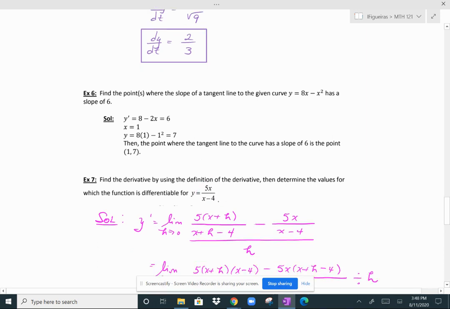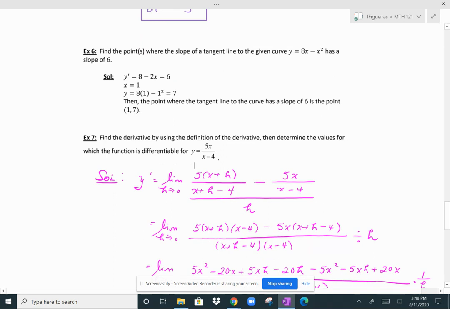So this is another rational function. Here I've applied the definition. So I have the limit as h approaches 0 of 5 times x plus h over x plus h minus 4. So notice that all of the x's get replaced with x plus h. And then it's minus f of x. And f of x is just the function itself. So minus 5x over x minus 4. And then the whole thing is divided by h.